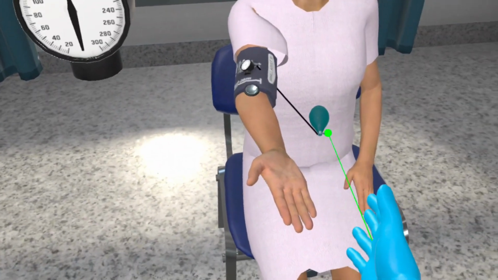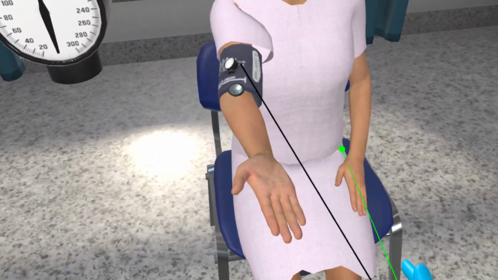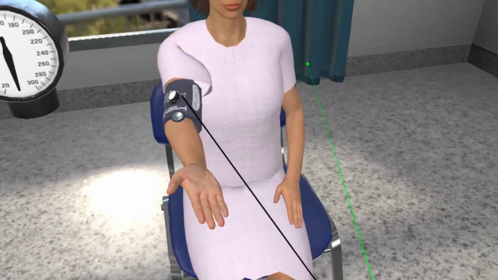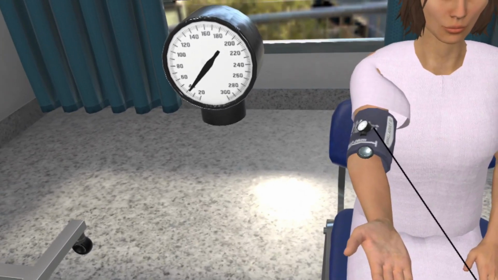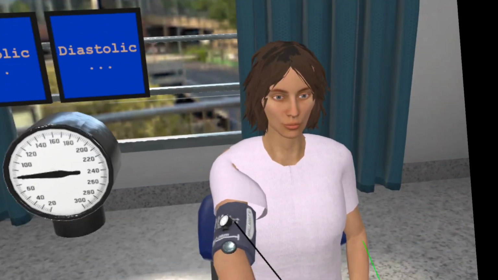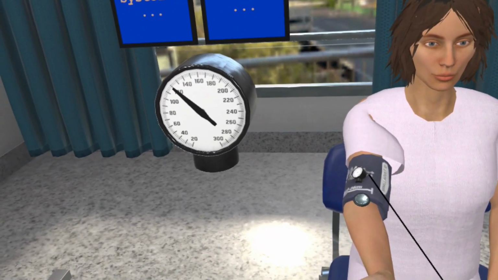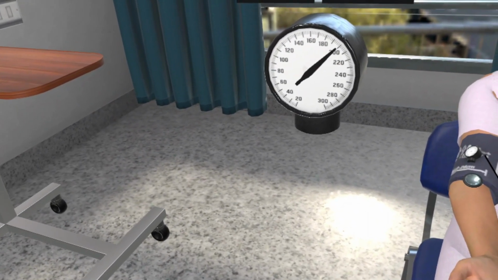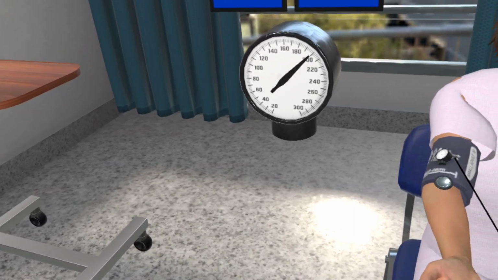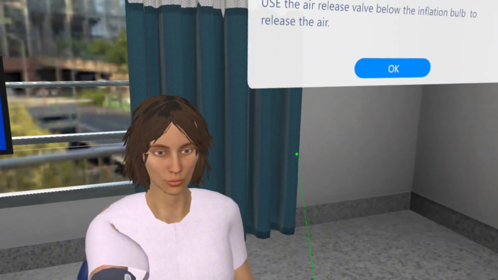Grab the inflation bulb and squeeze it to inflate the cuff until it is inflated to approximately 200 millimeters of mercury. Use the air release valve below the inflation bulb to release the air.